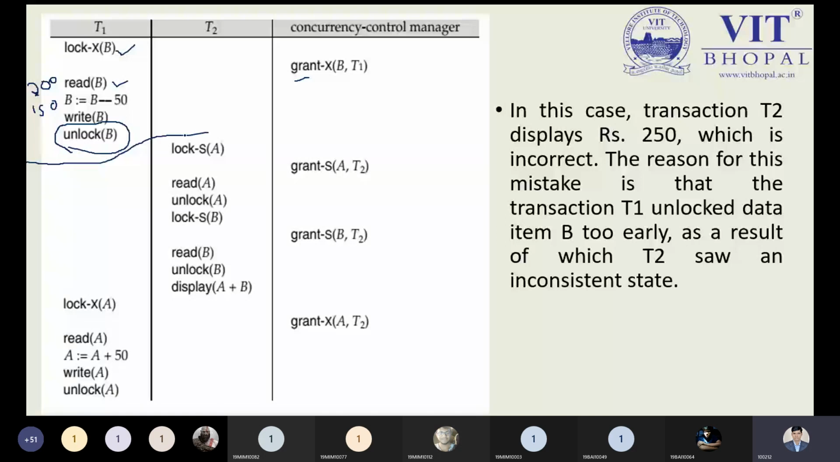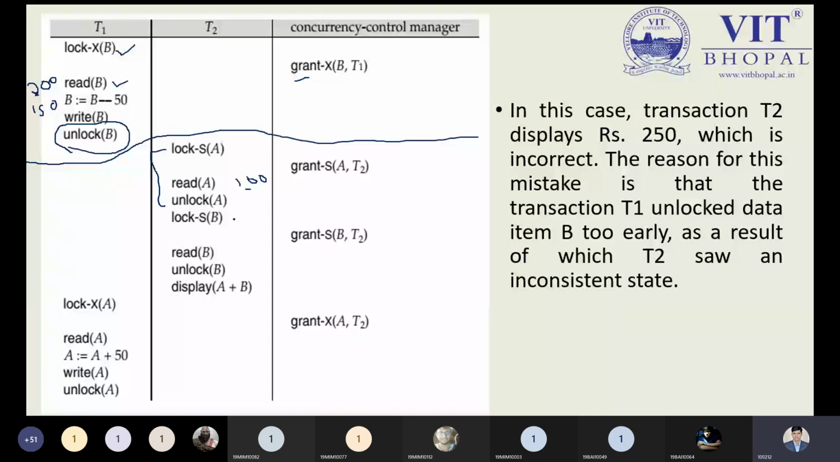I'm just marking a line over here. In transaction T2, we are reading the value of A. We are only reading, not doing anything. This grant S from the concurrency control manager shows that we are granting the shared mode on data item A to transaction T2. So we are reading the value of A, that is 100, and we are unlocking A. So A will be 100, and there will be no issue.